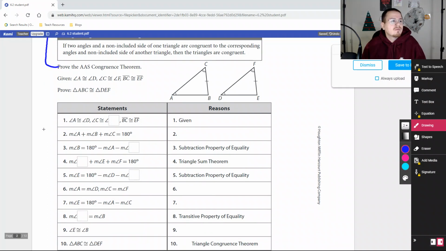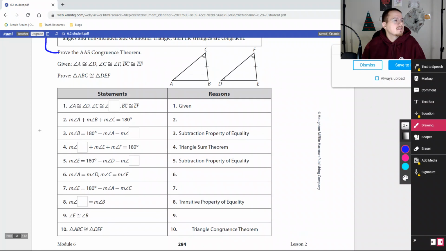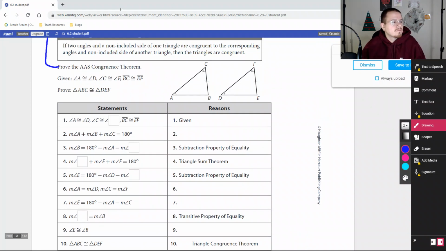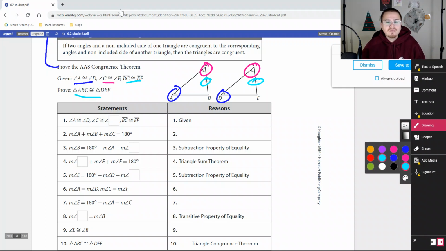Two-column proof. We're trying to prove that this theorem holds, that it's valid. So we're given that angle A and angle D are congruent, and angle C and angle F are congruent. You see how they're marked? That shows you that they're congruent. And line segment BC is congruent to line segment EF. So let's use that to prove that this is valid.